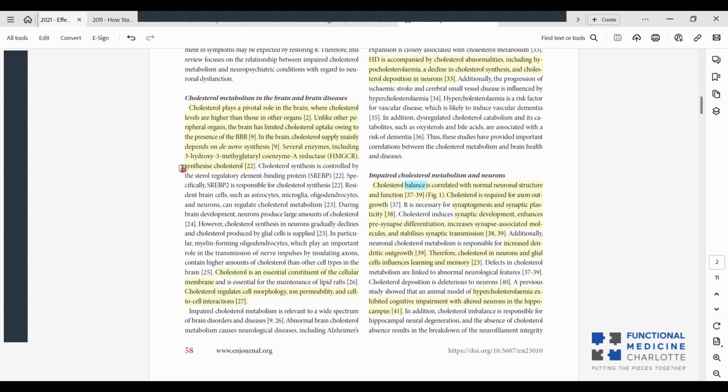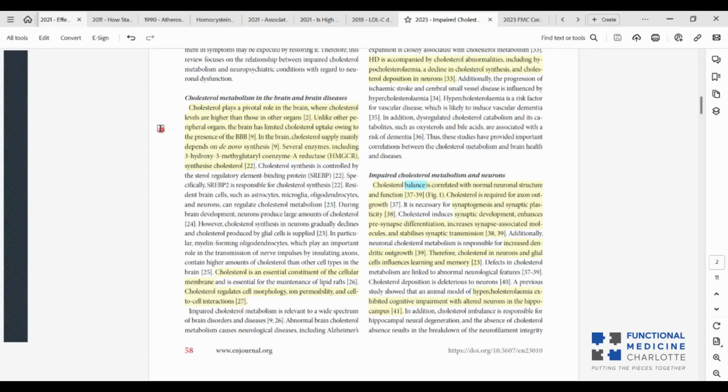Cholesterol metabolism in the brain and brain diseases. Cholesterol plays a pivotal role in the brain, where cholesterol levels are higher than those in other organs. Unlike other peripheral organs, the brain has limited cholesterol uptake owing to the presence of the blood-brain barrier. In the brain, cholesterol supply mainly depends on de novo synthesis. Okay, so the diet intake of cholesterol is not contributing to brain cholesterol levels as much as it is to levels elsewhere in the body. The brain cholesterol supply is mostly made by you.